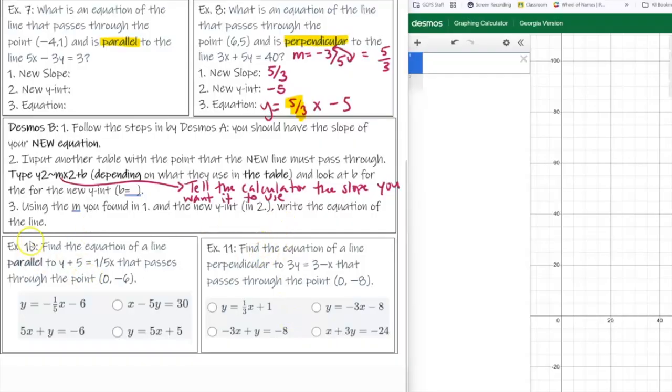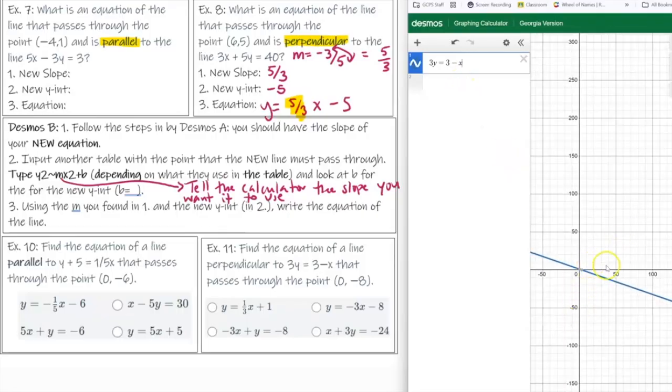So again, you do the parallel one, I'll do the perpendicular one because that's the one you struggle with the most. So for me, as I do example 11, you're doing example 10. Find the equation of a line that's perpendicular to this. We could do it by hand as we just did in the previous video, but we're going to use our answer choices in this one. So we got 3y equals 3 minus x.